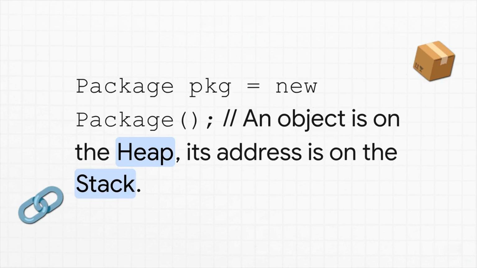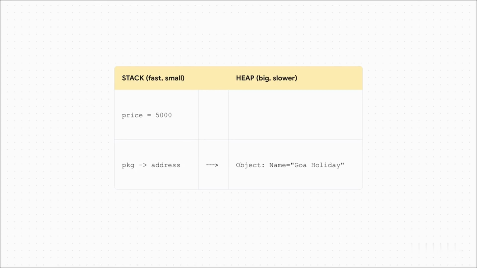Okay, but now, look at this line. Package podge equals a new package. We're creating a new package object. Because this is a class, it's a reference type. That new keyword is our signal to the system to go build the actual object over in the giant heap warehouse. Then, a tiny little reference, just an address, gets stored in the podge variable, which lives back on the superfast stack.